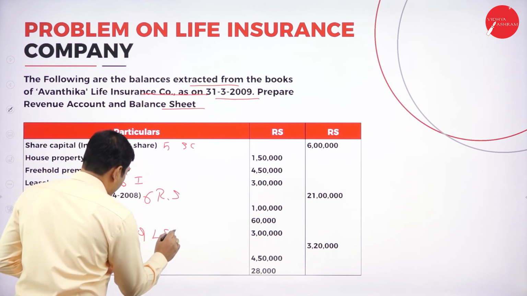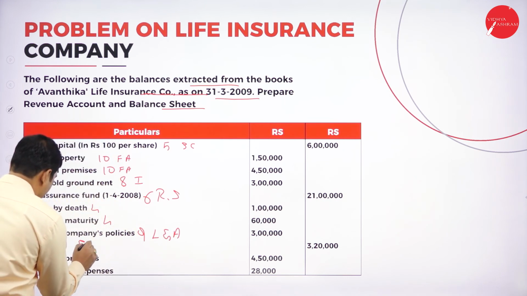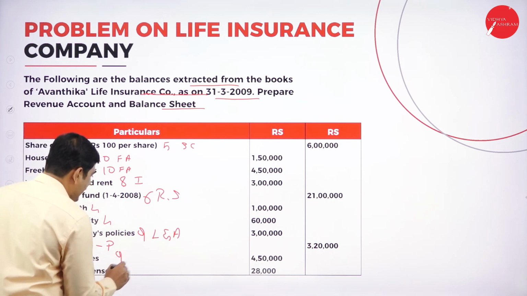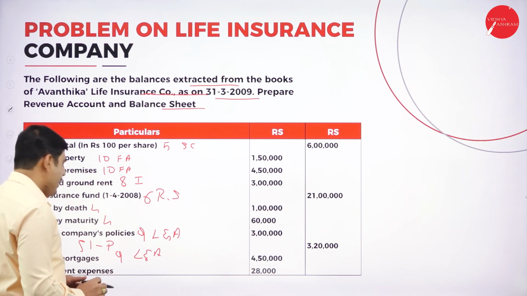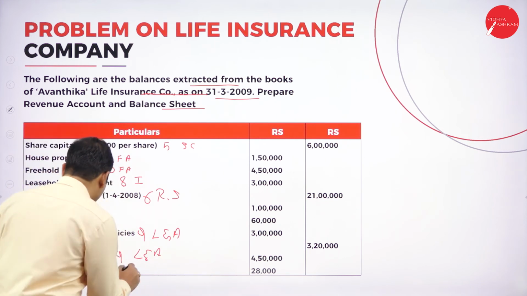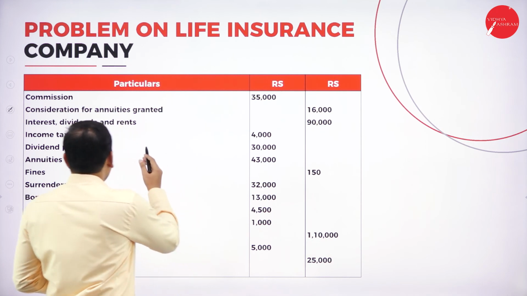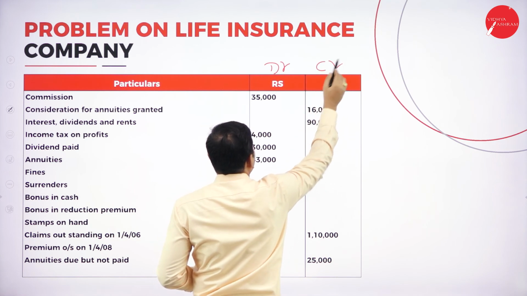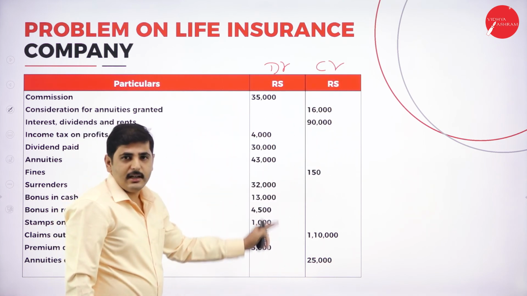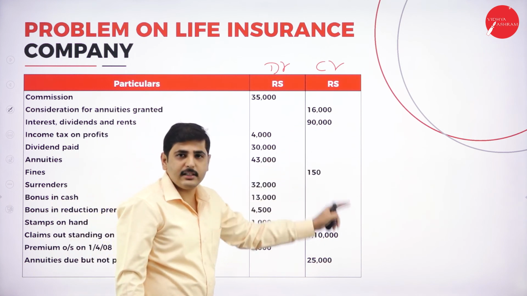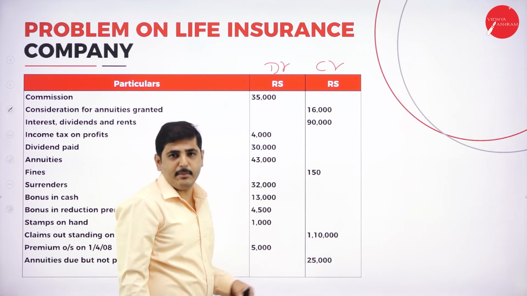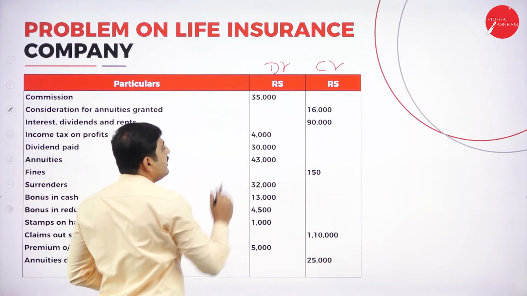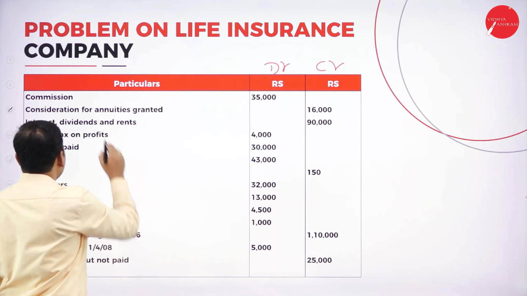Loans and advances. Next one, premium, schedule number 1. Next one, loans on mortgage, schedule number 9, loans and advances. Next one, management expenses, operating expenses, schedule number 3. Now, see how to identify whether commission is received or paid. This is a debit balance. This is a credit balance. These are all the assets and expenses. Credit are all the incomes and gains, or it may be liabilities. Now commission 35,000, it is an expense. So commission paid, schedule number 2.